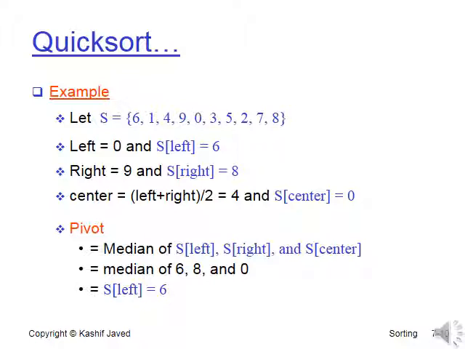Our choice for the pivot will be taking the median of the three values we have in array S: leftmost, which is 6, rightmost, which is 8, and the middle, which is 0, and picking the median value, which comes out to 6, as our pivot.